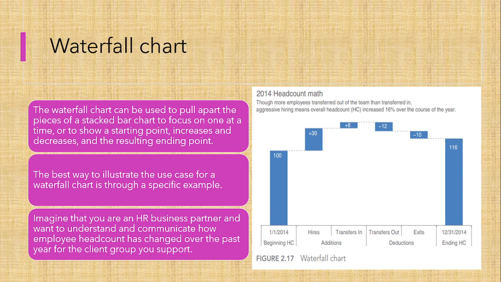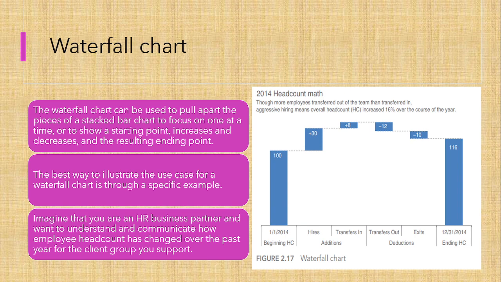So 2014 headcount by month. At the beginning of 2014, we had 100 employees in this case. Maybe after 1 month, we hired 30 more employees, that is 130, and then 8 other employees came to our company. Maybe they were transferred from what we call our branches. Now we have 138. Then maybe in August, we have transfers out, 12 transferred out.